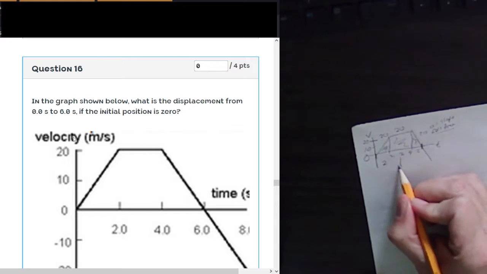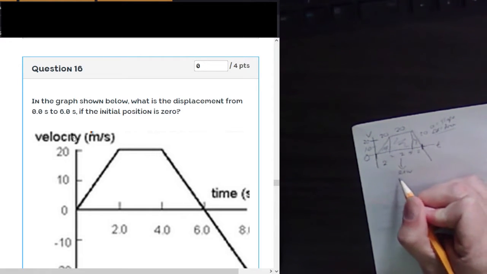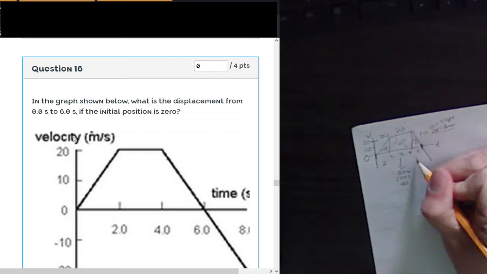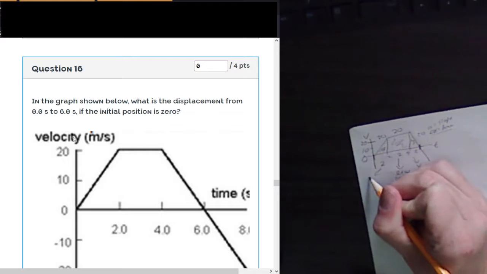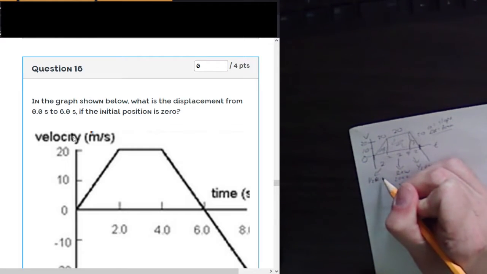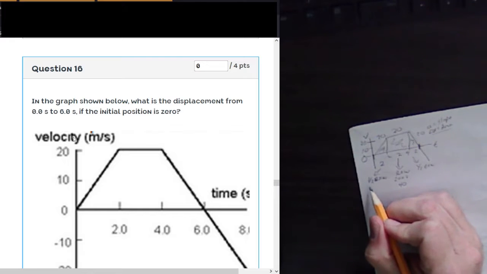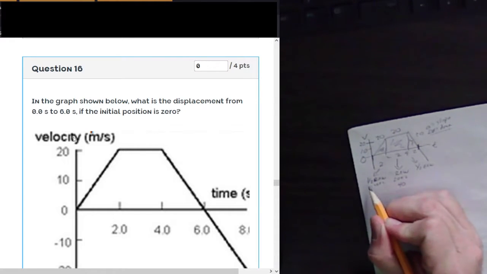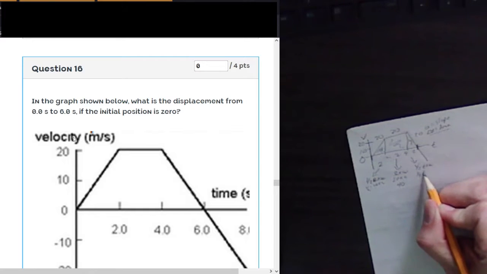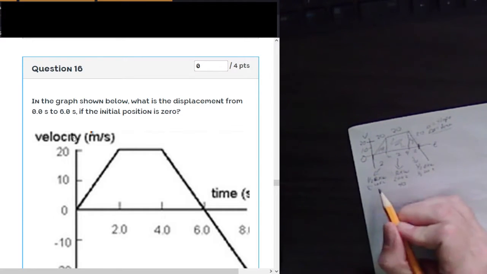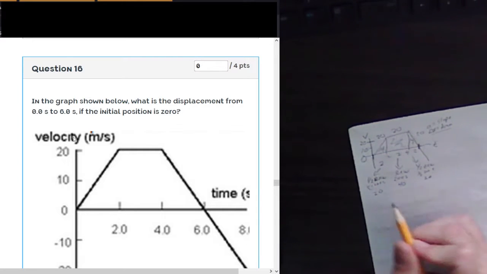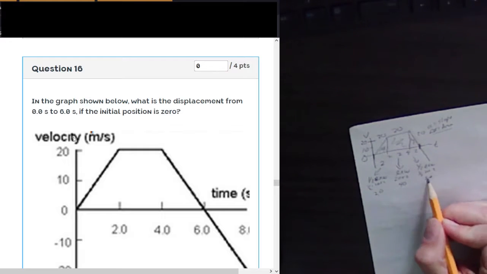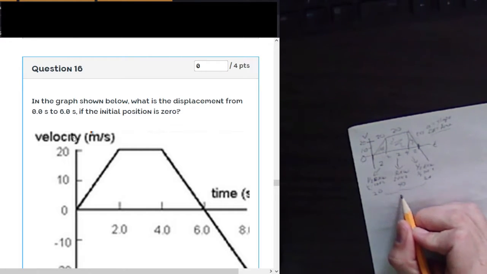So remember, this one is going to be just length times width. So 20 times 2 is going to be 40. And then this is going to be 1/2 length times width, and 1/2 length times width. So this will be 1/2 times 20 times 2. So 40, half of 40 would be 20, so you get 20 here, 20 there. So for the whole displacement from 0 to 6, we get 20 plus 40 plus 20. So all three of these added together give us 80 meters.